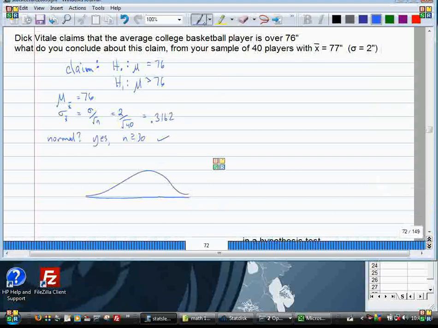Alright, so what goes on the picture? 0 in the middle for z. What else? X bar, and how do we label here? 76 goes where? And then what else do we label? What other value do we have? We have 77 for x bar, so we label that. Now where do we shade? To the right of what? We shade to the right of 77.